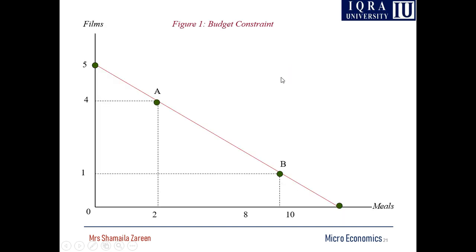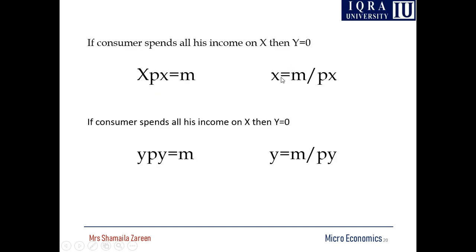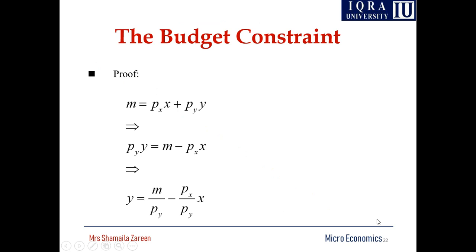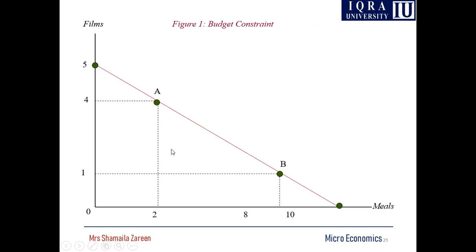Here are the x and y intercepts, and in this budget line you can see the meals and films, and you can draw the budget line and say that these are some points on the budget line, and here you can also write down the intercepts.